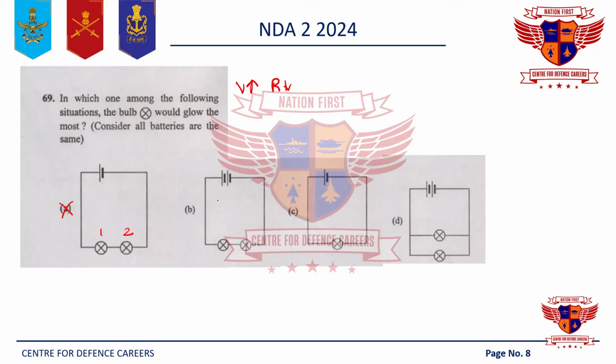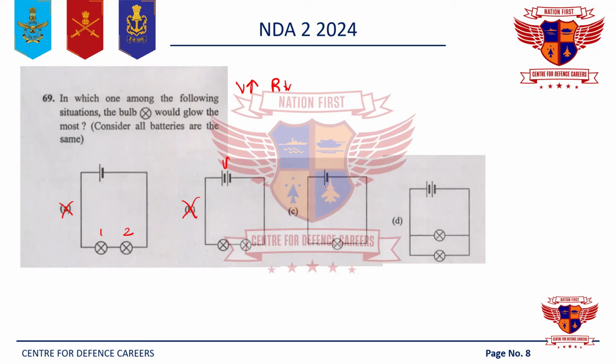Now, if you look at option B, again, the bulbs are connected in series, which means they will have high resistance. Even though they have high voltage connected across them, we still have high resistance because of the series connection. So let's eliminate option B. Now, if you look at option C, there is one single bulb and one single voltage. So yes, in this case, maybe the bulb will glow brightly.